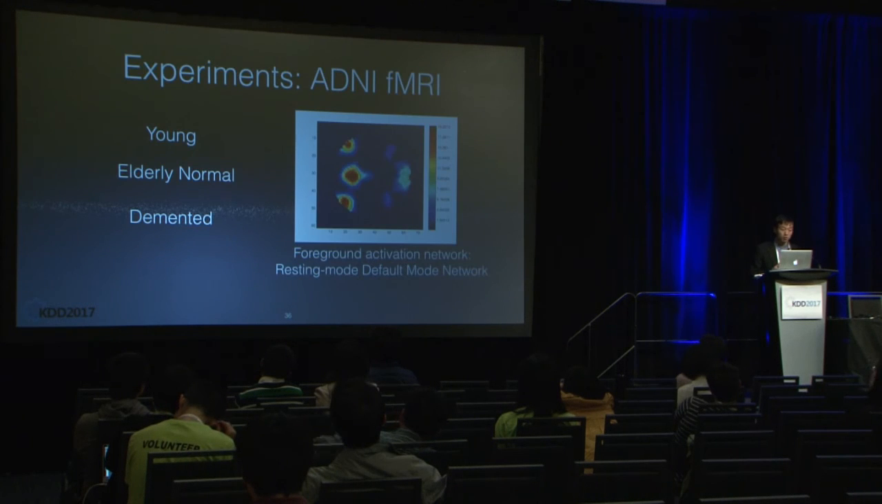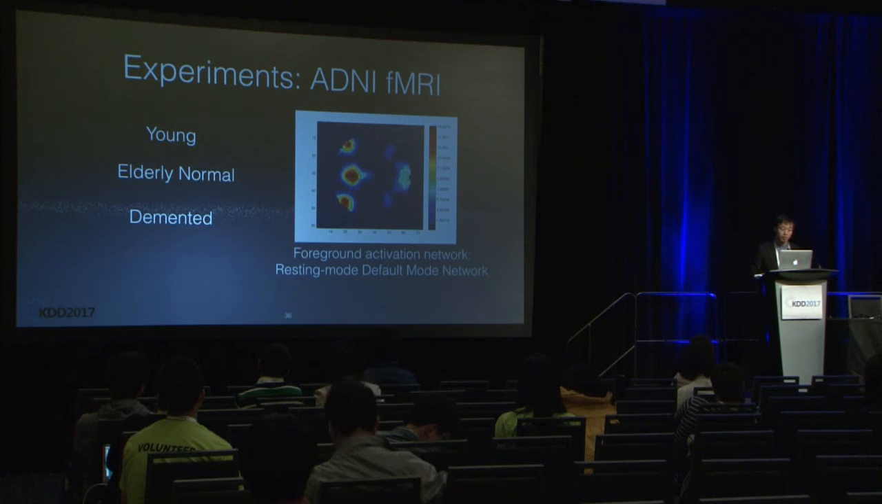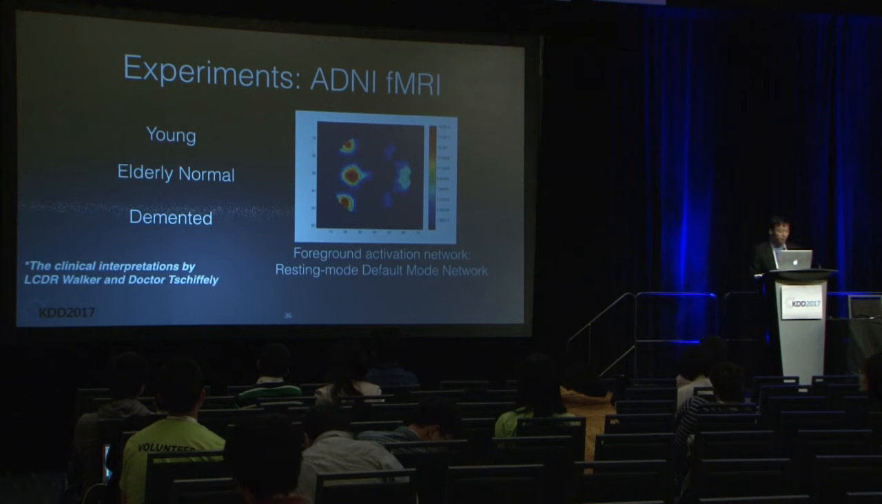So for the real-world fMRI data, we constructed the absolute Pearson correlation matrix X as input and conducted experiments on 3 different cohorts. The control cohort, which are the young and healthy individuals, the elderly normal cohort, and lastly, the old demented cohort, which are the individuals that suffer Alzheimer's disease. The results, especially the discovered nodes, are compared against each other. Please note, the clinical interpretation of the results are provided by our collaborators, Lieutenant Peter Walker and Dr. Anna Chifney.